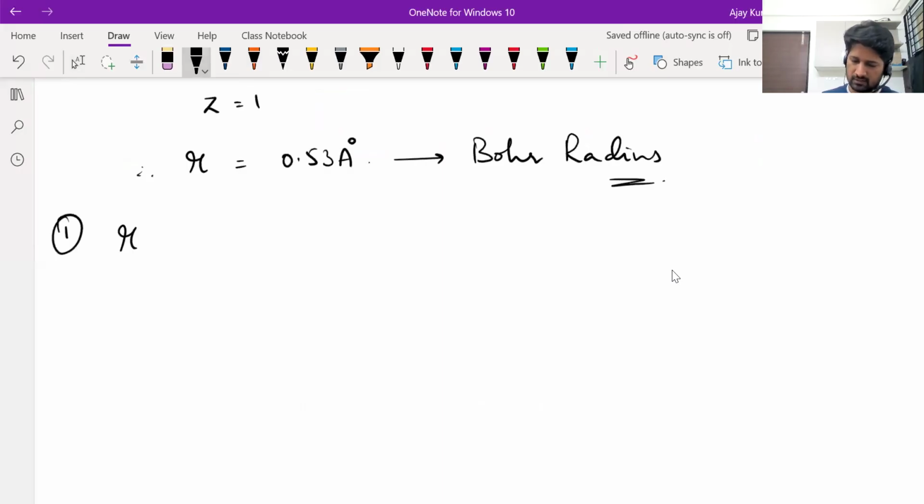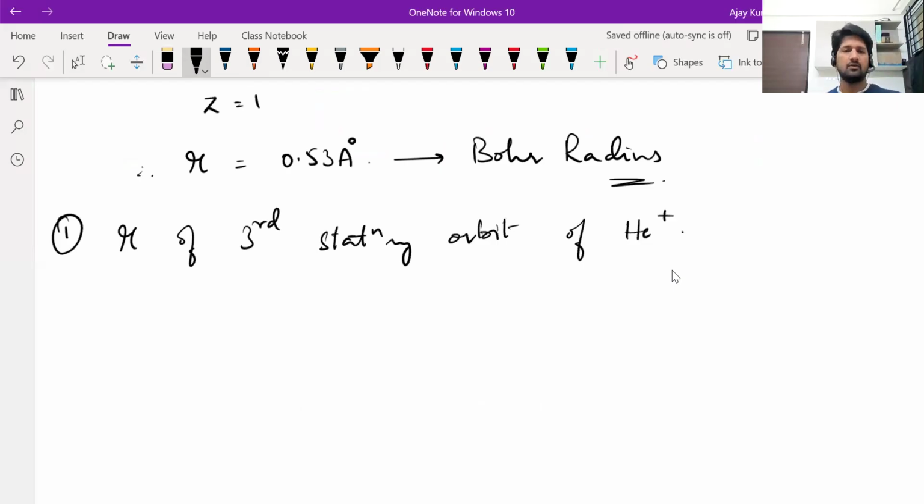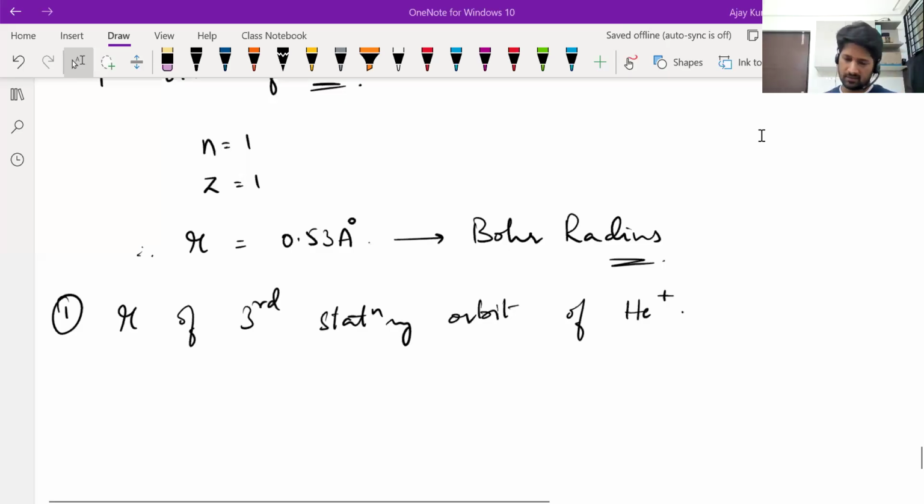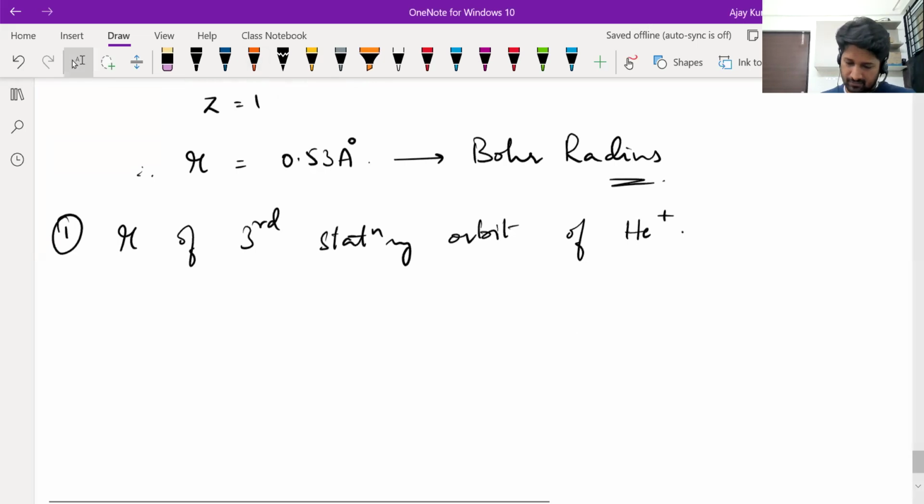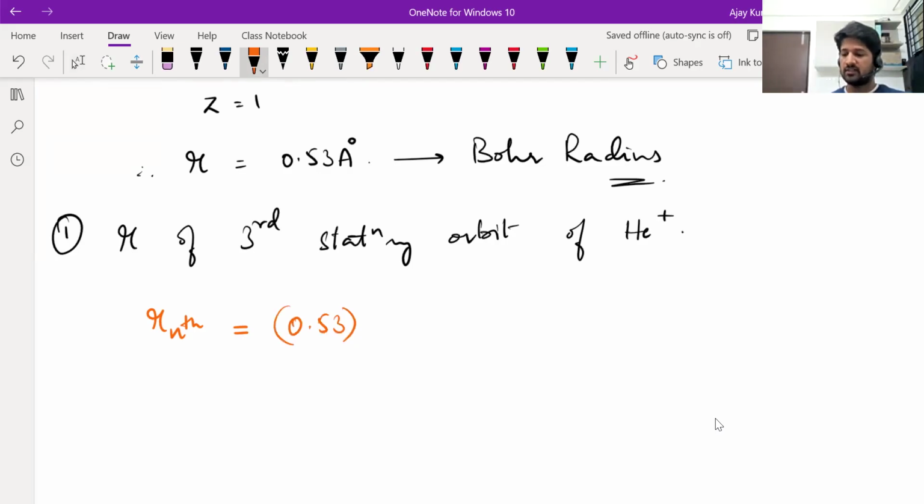Derive the radius of the third stationary orbit of helium plus. Do this quickly. Okay. Tell me the formula for radius of nth orbit. General formula for radius of nth orbit. 0.53 into n square by z. Okay. Now we want radius of the third stationary orbit.